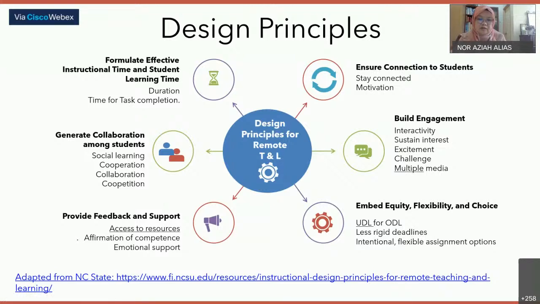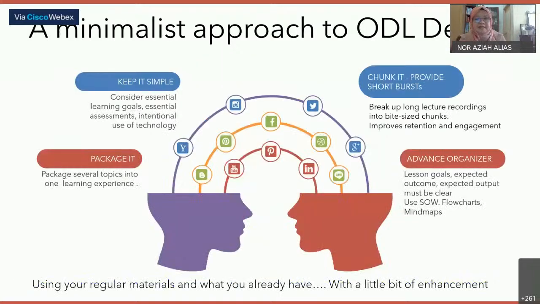Equity, flexibility, and choice. Imagine one student has access to internet, another student does not have access. So you want to come up with an activity that both of them can participate in and both of them can benefit from. So we are trying a lot in using UDL, Universal Design for Learning, still in the stage of trial and error and piloting. We get the lecturers to think of flexible assignment options and also less rigid deadlines, of course.